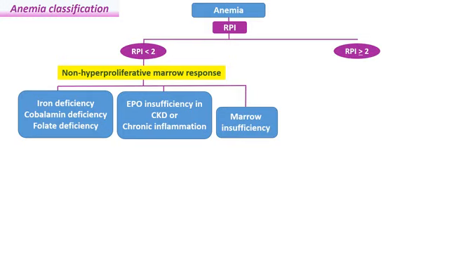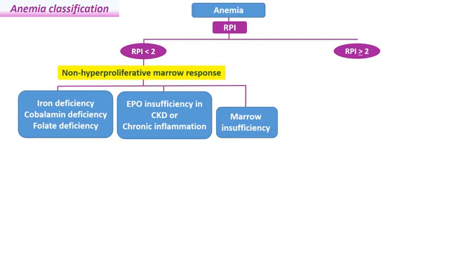Under this setting, number 1 is nutrient deficiency, that is iron deficiency, cobalamin deficiency and folic acid deficiency. Number 2 is erythropoietin insufficiency, as in chronic kidney disease, chronic inflammation, cancer, etc. Number 3 is marrow insufficiency, as in myelofibrosis, aplastic anemia, and the like.